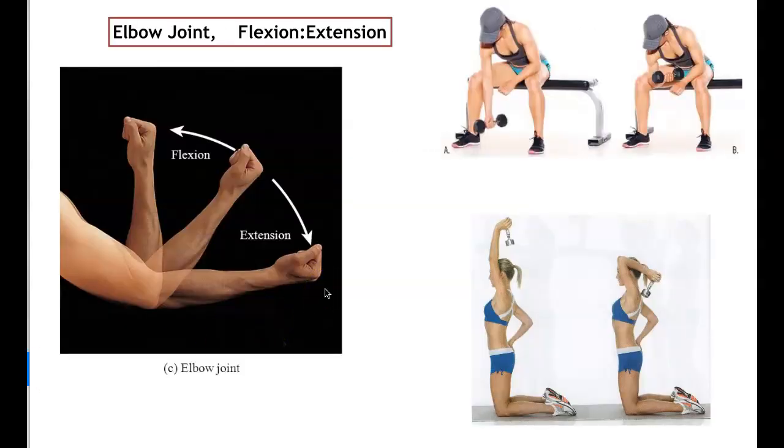First one up, the elbow. Easy, easy, wheezy. When you are in the anatomical position, your elbow is straight. That is extension. When you bend your elbow up, that is flexion. When you put it back into the anatomical position, that is extension. So flexion, extension. You are bending the elbow with flexion, and with extension, you are putting it back into the anatomical position.